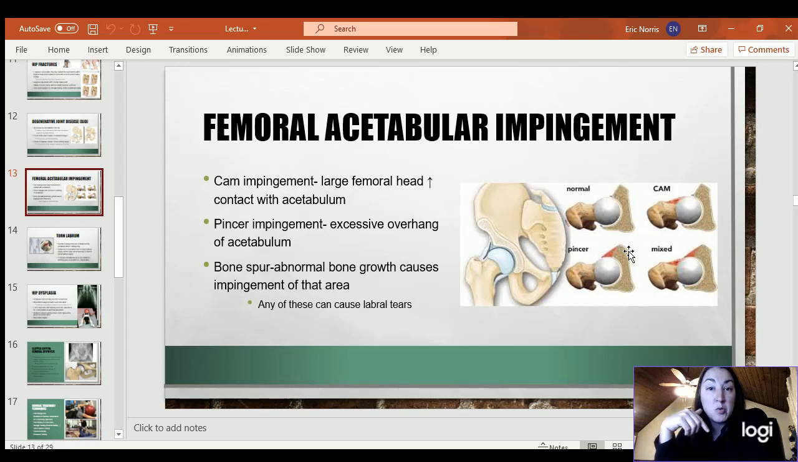I personally tore my labrum in my hip. That's why I had my hip surgery, and I had all three. I had the cam impingement, pincer impingement, and a bone spur. So they went in, they shaved off part of the head of the femur, they shaved off part of the acetabulum, they shaved off the bone spur. I had an extra overhang even of the labrum itself, so they shaved off part of the labrum and reattached it where needed.